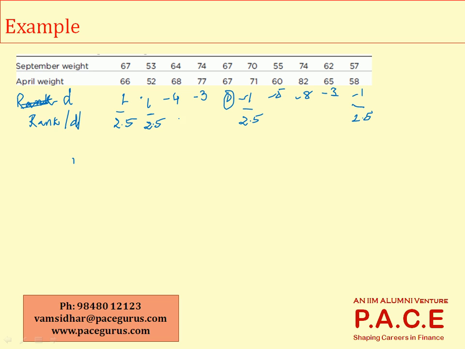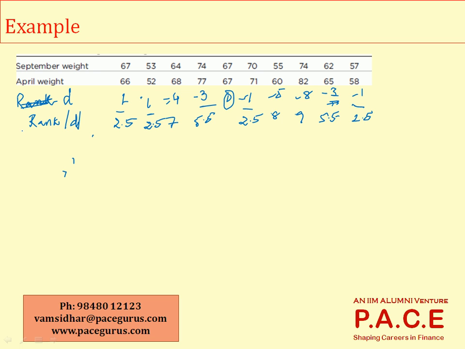4 slots are over, then 5. These 2 are competing for 5 and 6 slots. So the mean of 5 and 6, 5.5. So these 2 will be given 5.5. 5 and 6 are over, so this is given as 7, and this is given 8, and this is given a 9th spot. These are the ranks.